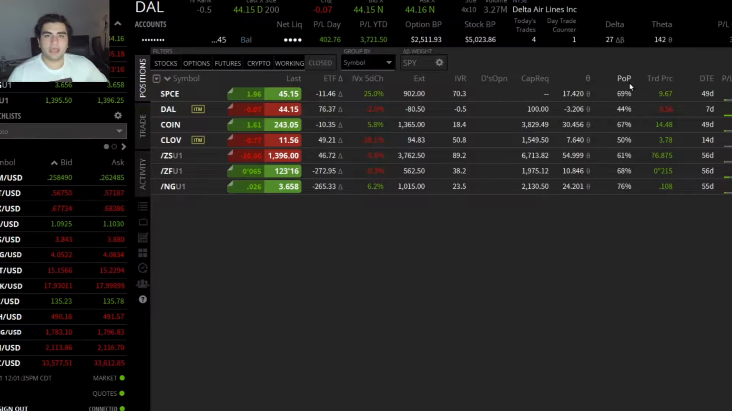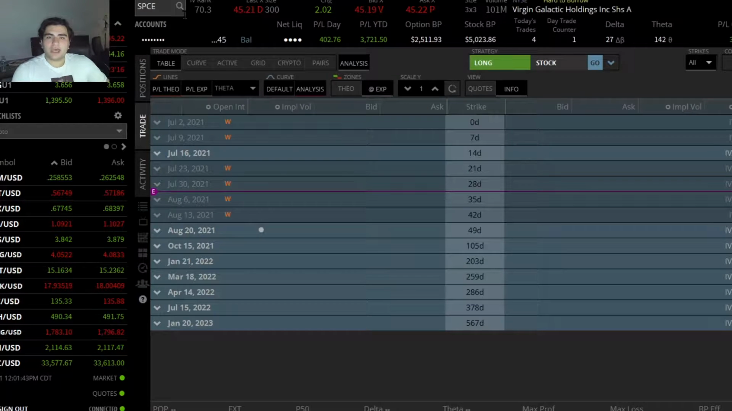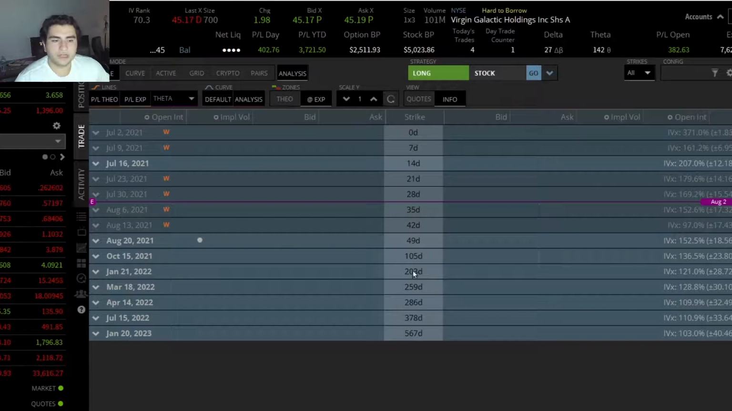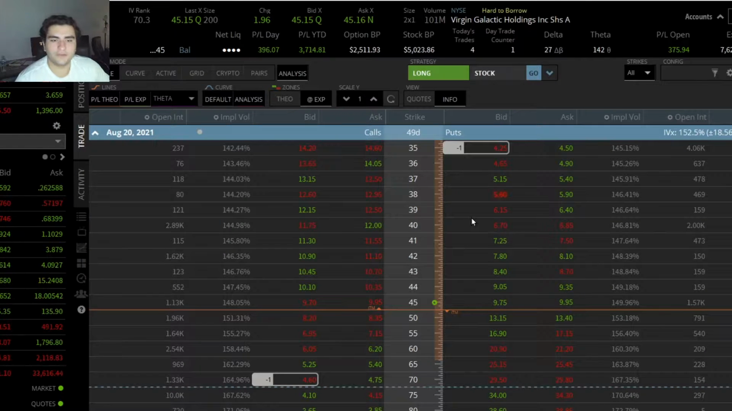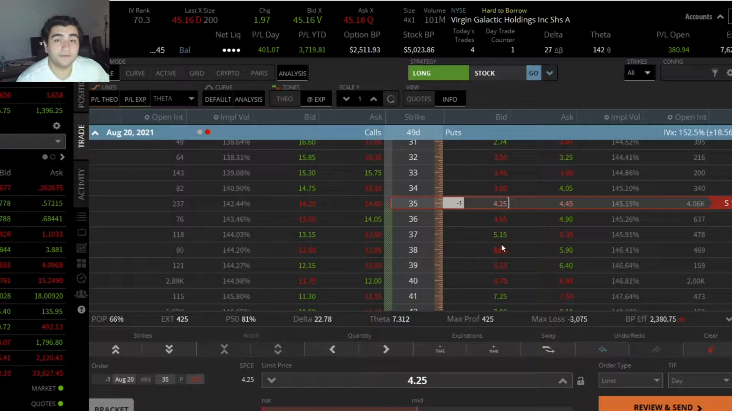So let's take a look at this SPCE strangle that we opened today. We'll see here that SPCE has an IV rank of 70, which is very high, and let me move this over here. You'll see right here that there is 152% implied volatility in the August 20th option expiration cycle, which is also 45 days until expiration, 49 to be exact. So what I did was I went out to the $35 put. I am selling the $35 put.